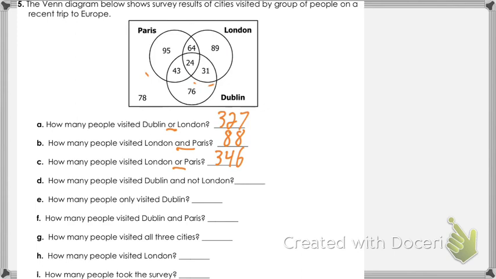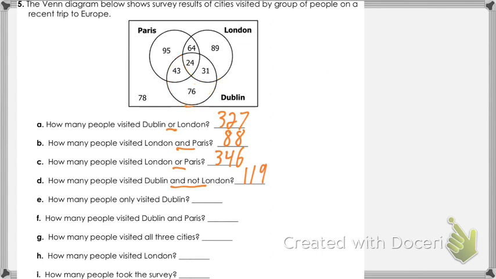Next, how many people visited Dublin and not London? Not London. So Dublin, but not London. So we want all of Dublin. That doesn't include London, so we have to do a little dip there and make a little moon almost, because we don't want to include London in this. So we just have 43 plus 76 gives us 119.